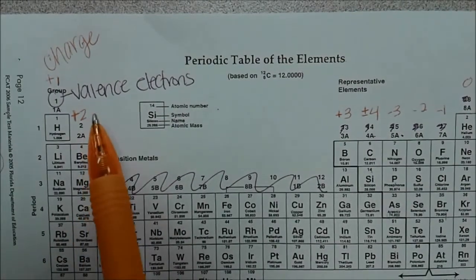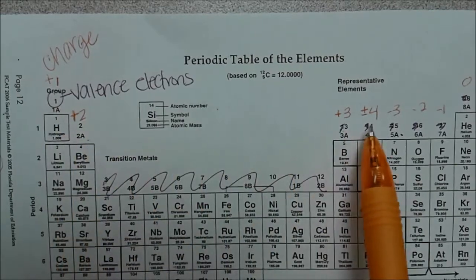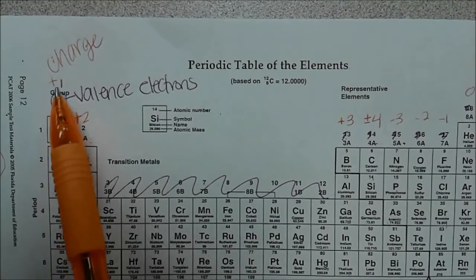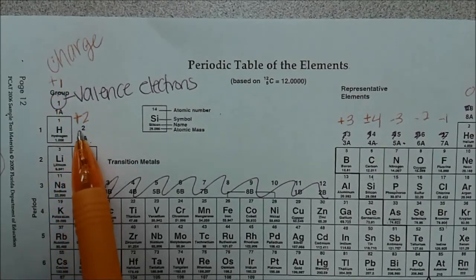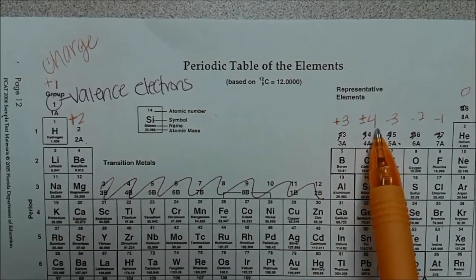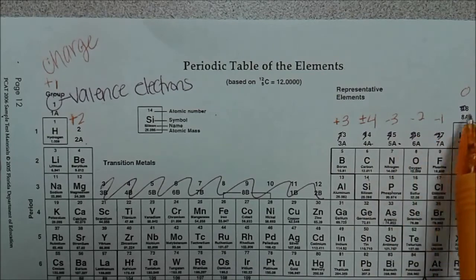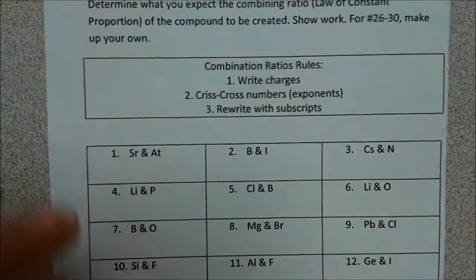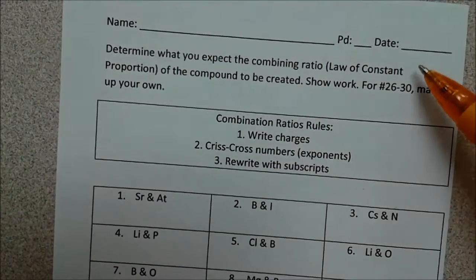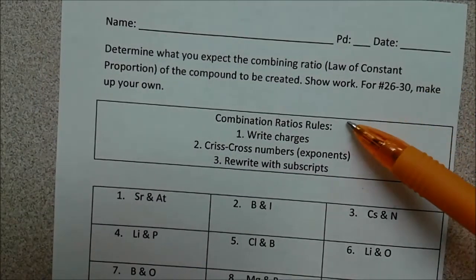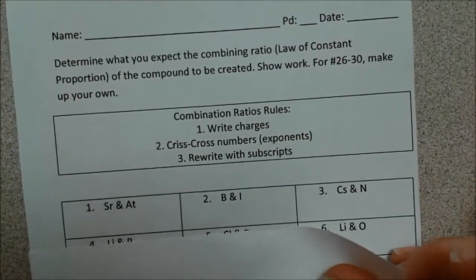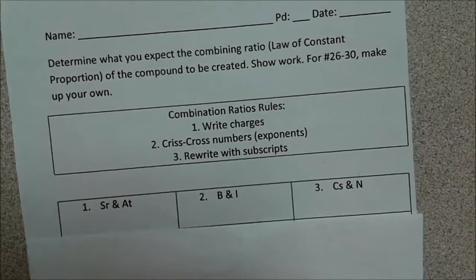Okay, so now if we have the valence, 1, 2, 3, 4, 5, 6, 7, 8, that tells you how many electrons are in the outside shell. Now we have the charges. We should see a pattern: +1, +2, +3, plus or minus 4, -3, -2, -1, 0. We're going to apply this to complete this worksheet. So when you're doing the law of constant proportions, there's some rules to help you. So I'm going to, in this video, do number 1, 2, and 3 with you.